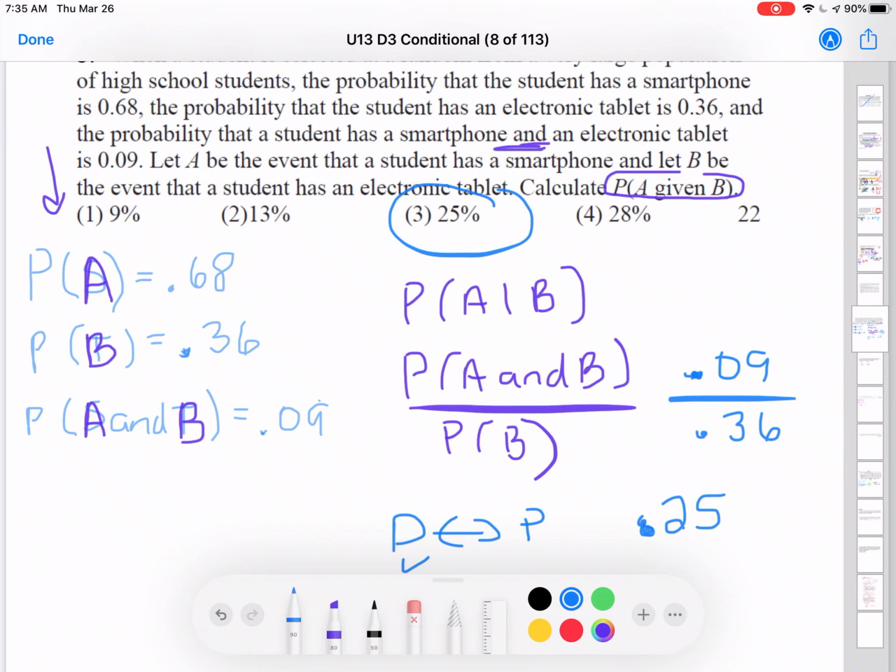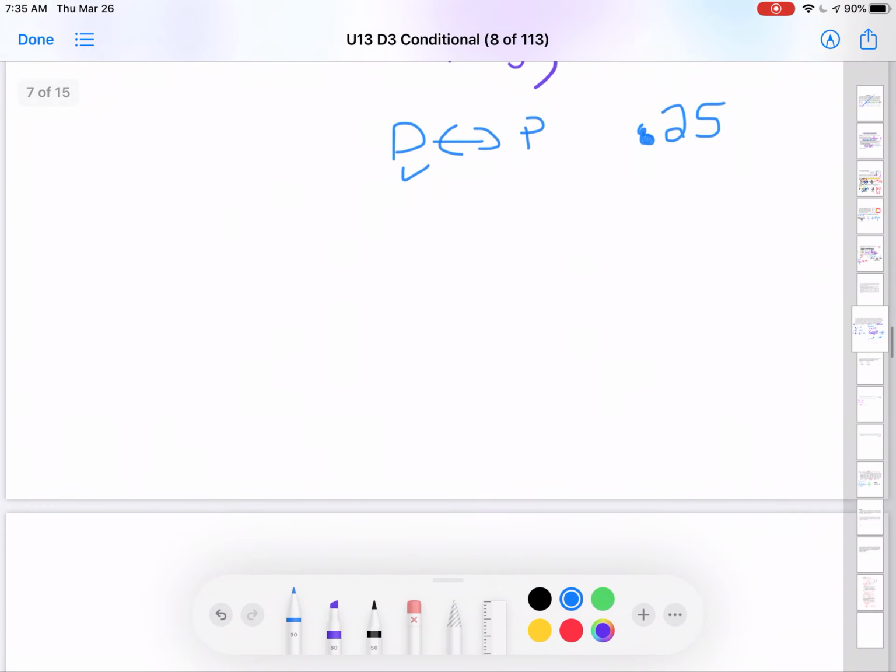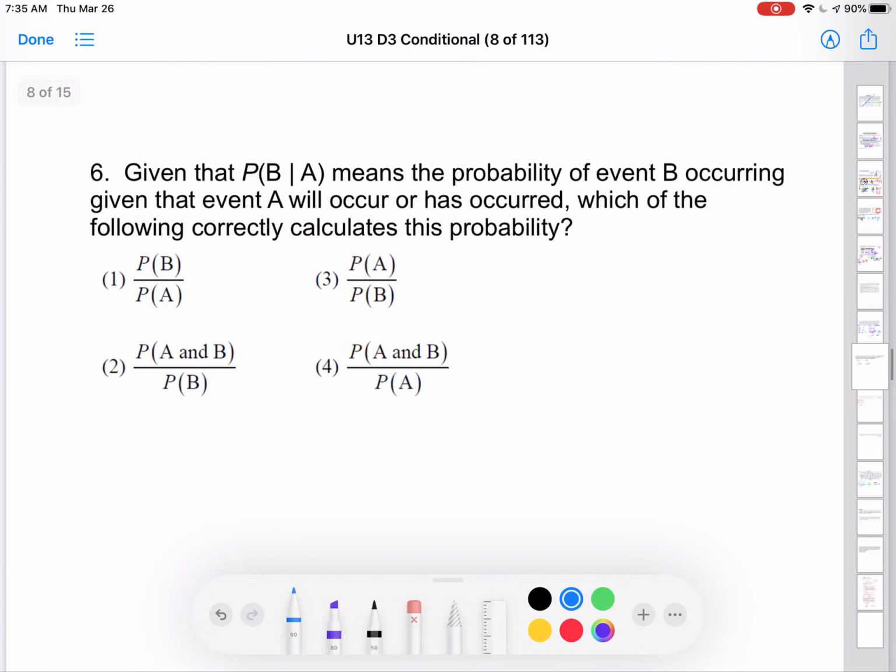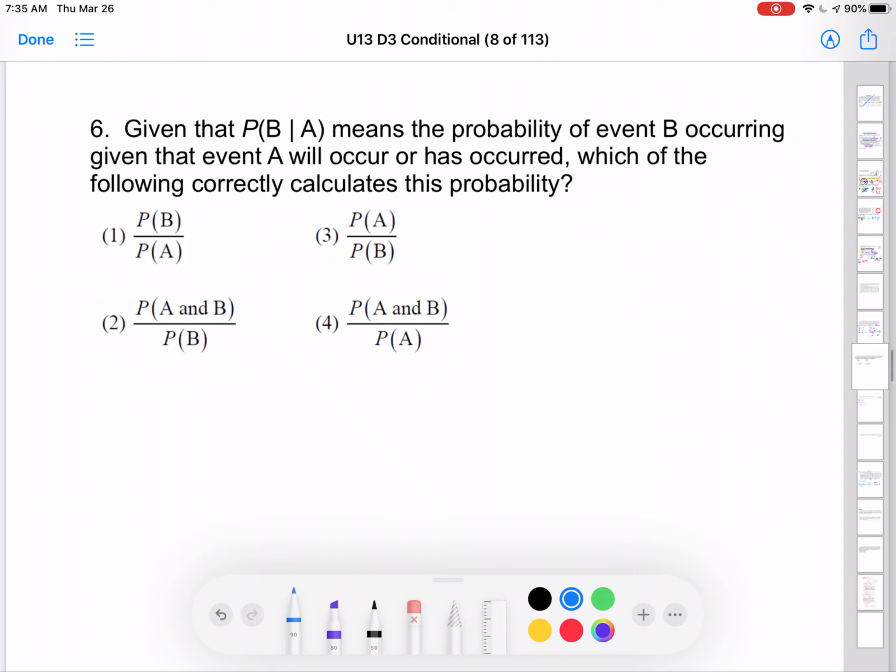Good stuff. I hope you like it because it's just using the same formula over and over. But it's such a popular question. All right, let's look at this one. This is a good one. This is one not everybody always gets.